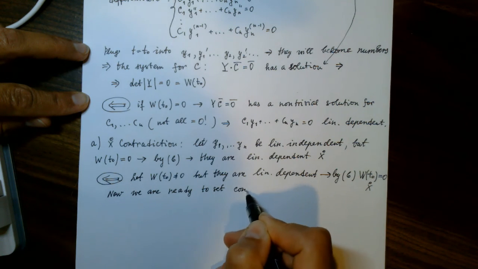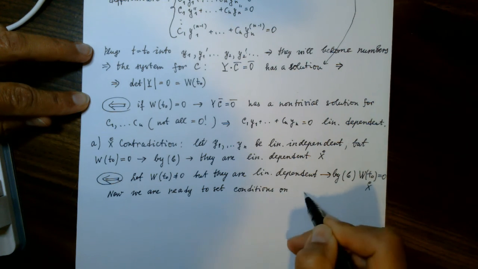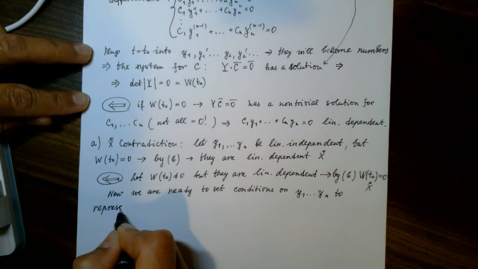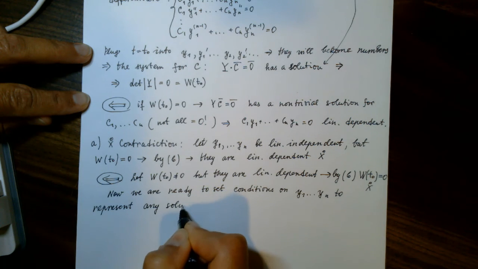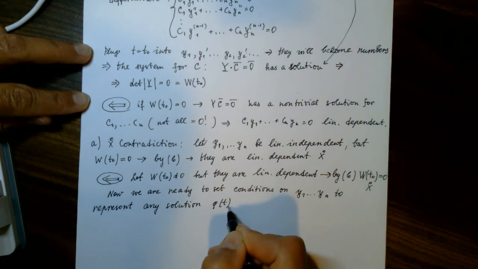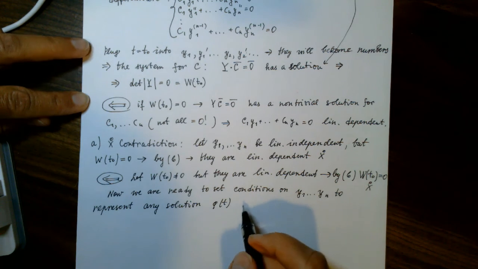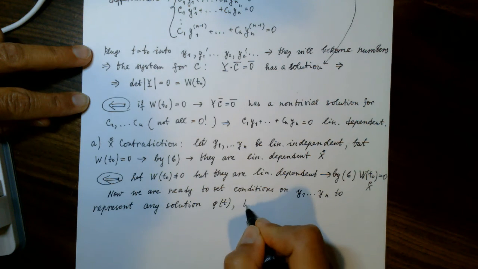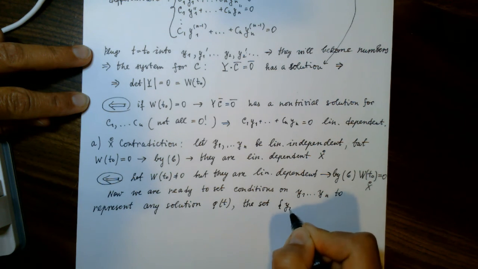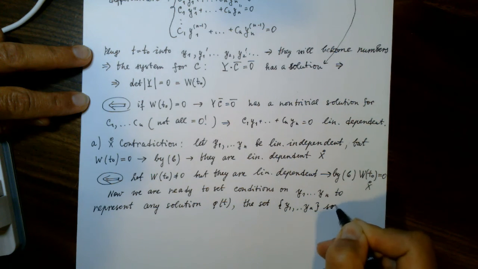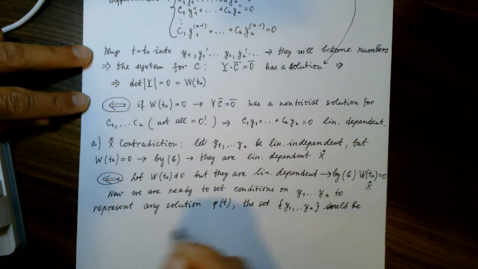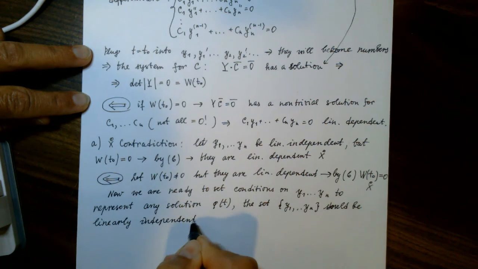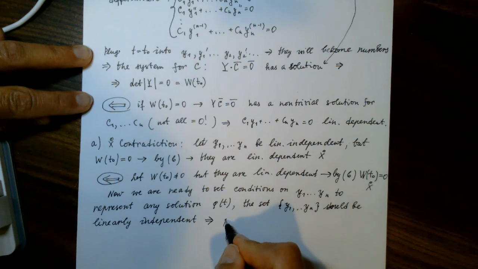Well, now we are ready to set up conditions on functions y1 to yn, the set of functions which can help us to represent any solution phi of the equation. So you see that the functions are supposed to be linearly independent, because if they are linearly independent, then they are going to give us a unique solution for the constants with initial conditions. And we can represent any function by fitting these constants to the initial conditions.